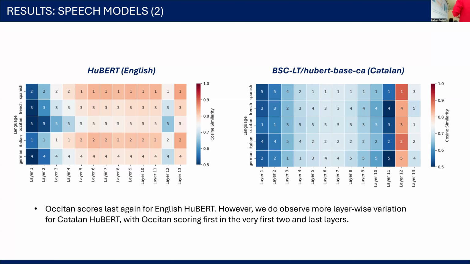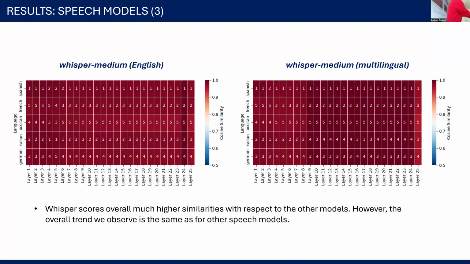Yes. For Whisper, we find that overall the similarity is much, much higher. I think that's because it's trained with a different objective with respect to the other models that we looked at so far. So this is also meant for speech recognition directly, but also for machine translation, which means that it will push language representations together because it needs to translate from one language to the other.